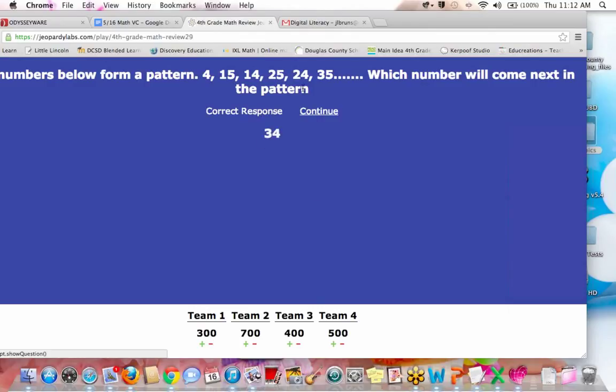Okay, Vero, you know the pattern? Go ahead and explain it. The pattern is add 11 and subtract 1. That's right. Add 11, then subtract 1.